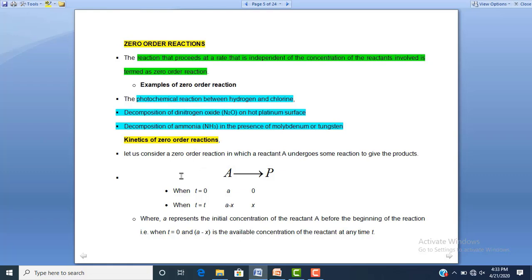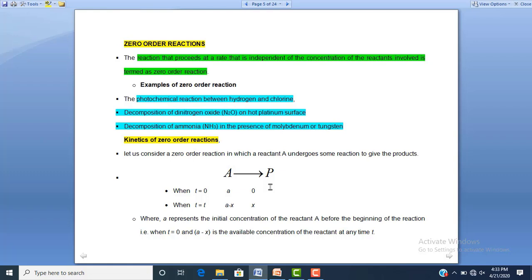Dear students, now we will study the kinetics of zeroth order reaction. Kinetics mean here we will find a relation to determine the rate of a zeroth order reaction. So we consider a simple reaction. For example, we have a reactant A. This reactant A is converted into product P under some conditions.